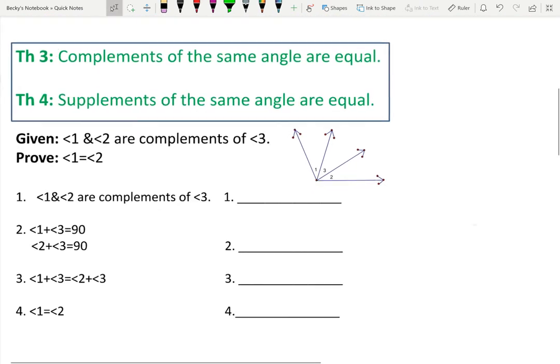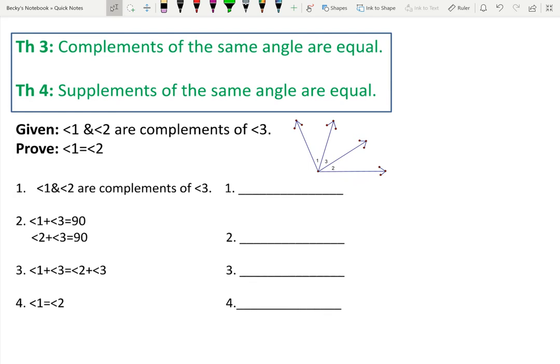Now, there are two theorems, and these should already be updated on your theorem and postulate sheet. The complements of the same angle are equal, and supplements of the same angle are equal. And again, we refer to these just as theorem 3 and theorem 4. On homework, you never have to write out this entire theorem. You just refer to it by the number.